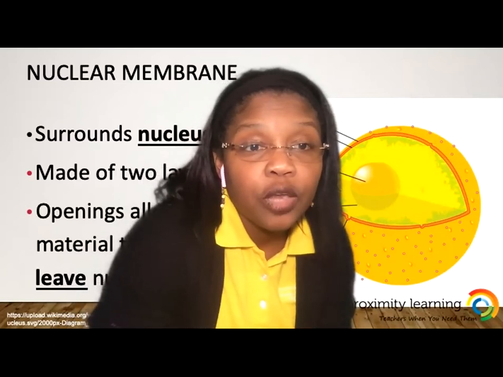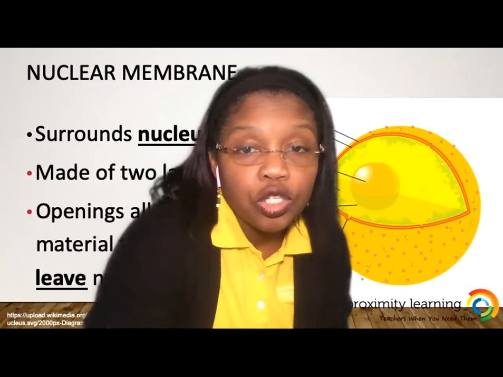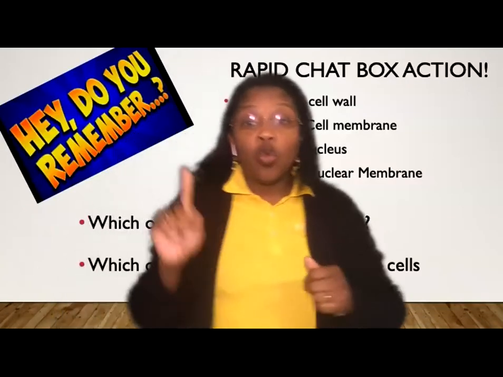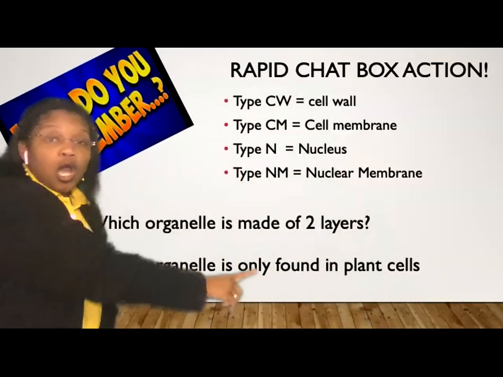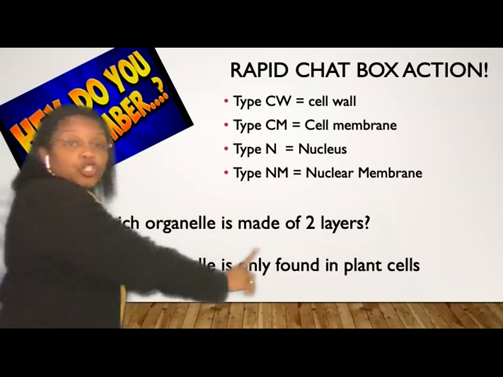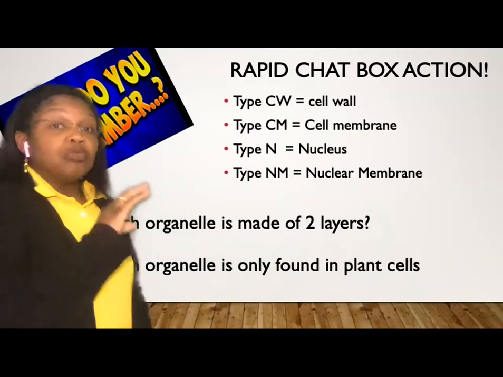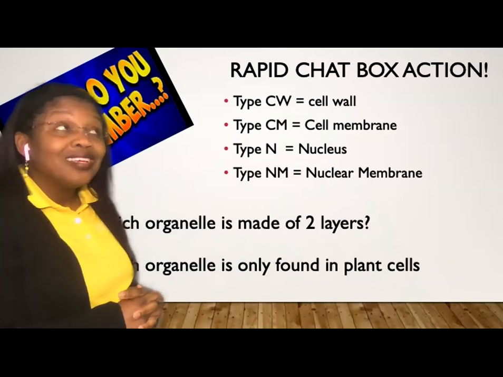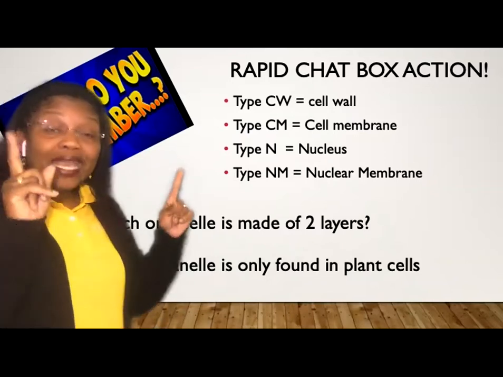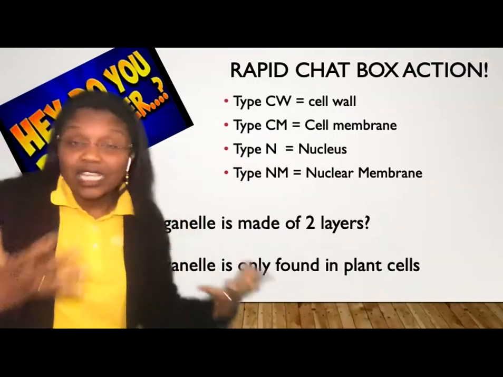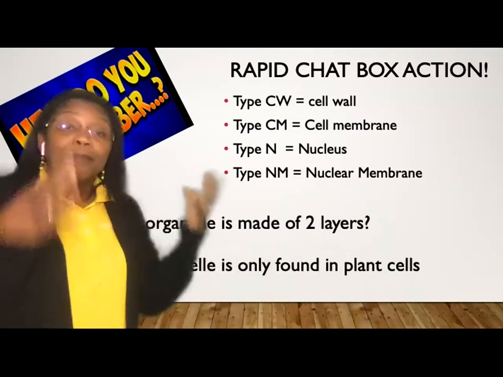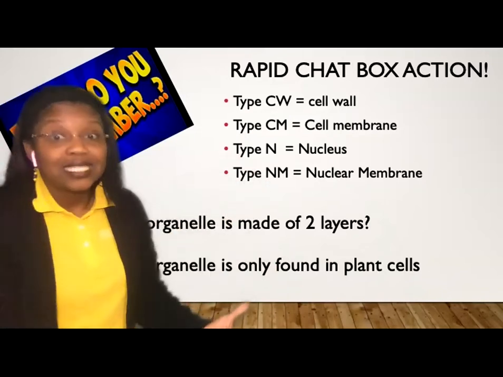All right, so I think we're ready for a quick, what do you remember? Okay, you ready? Here we go. Which organelle is made up of two layers, and I probably should have added, that surrounds the cell? Did you say the cell membrane? Yes, the cell membrane is a bilayer that surrounds the cell.